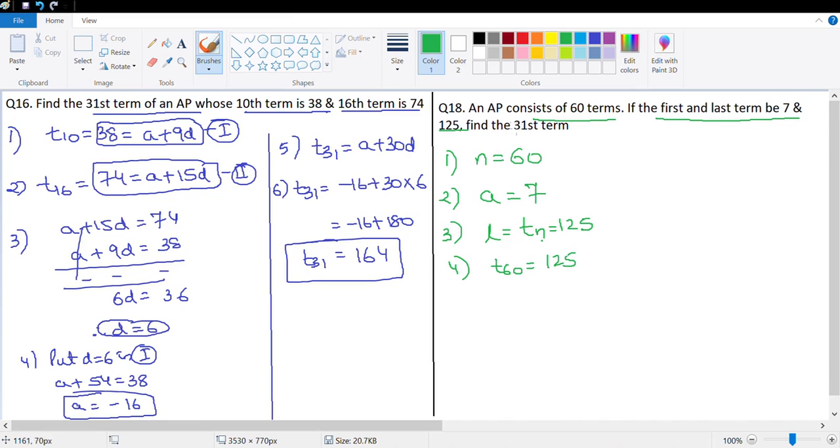Find the 31st term. Again, the previous question was also the 31st term. This question also asks for the 31st term. Right, that's correct. I have copied the question correctly. Okay, so we'll need to know the value of D. This will help us find the 31st term.